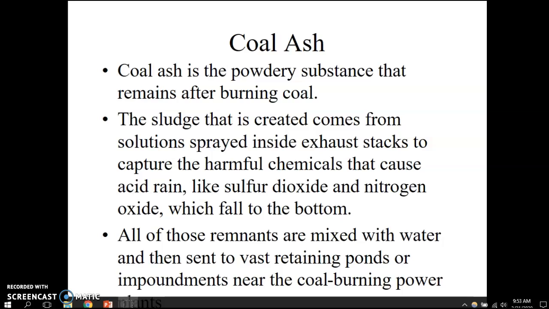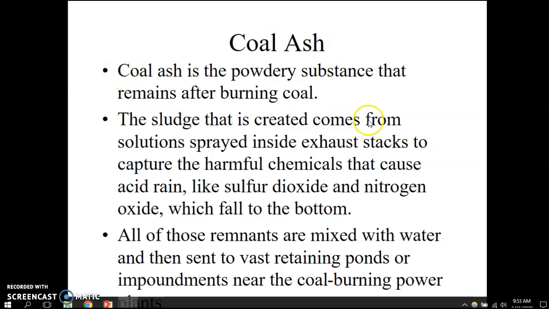So you're taking all this sludge with basically all these really harmful chemicals and storing it in this big retaining pond or impoundment, very similar to your hog waste lagoons. They're just huge places where all of this material is stored.